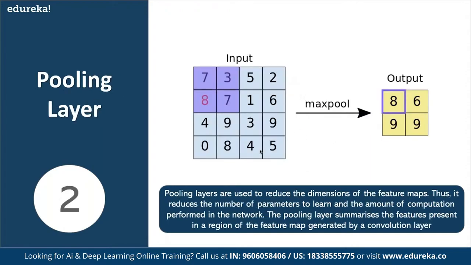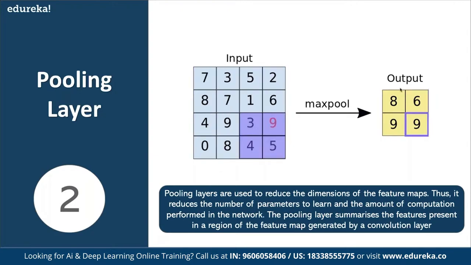Okay, so max pool is just getting the maximum value from each group. You see 7, 3, 8, 7. What is the maximum value? 8. And that's what comes here. Similarly, 5, 2, 1, 6: what is the maximum value? 6, and that comes here. 4, 9, 0, 8: 9. And 3, 9, 4, 5: 9. So the max pool layer's job is, once you give it a set of matrices, to identify the maximum value from it. That is one of the main jobs of the max pooling layer, because when you pass a lot of matrices like that, your program also has to work a lot, right?